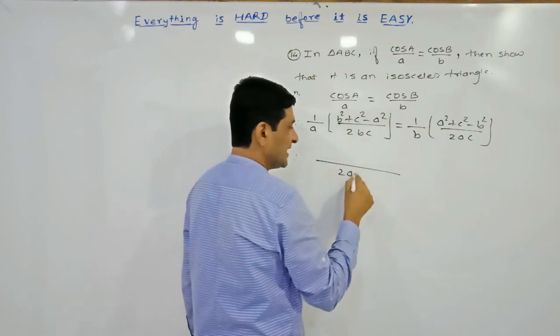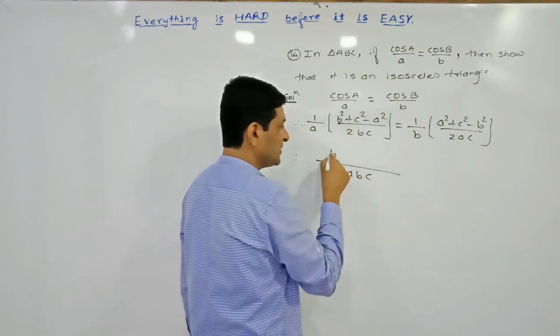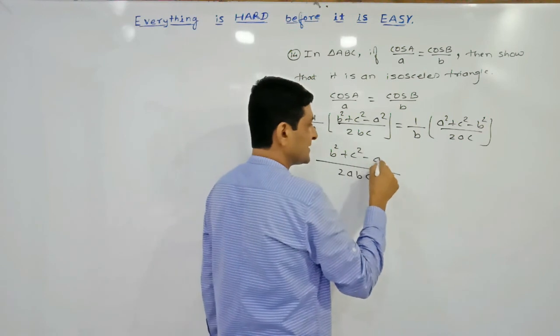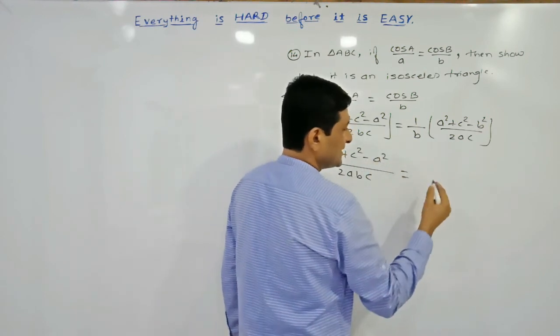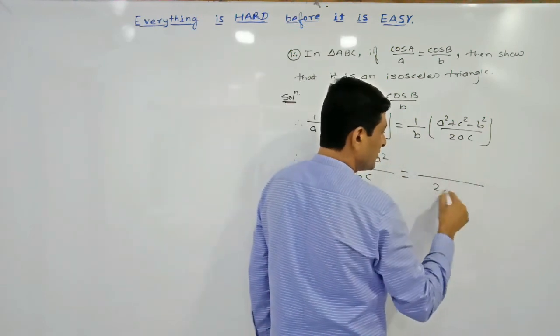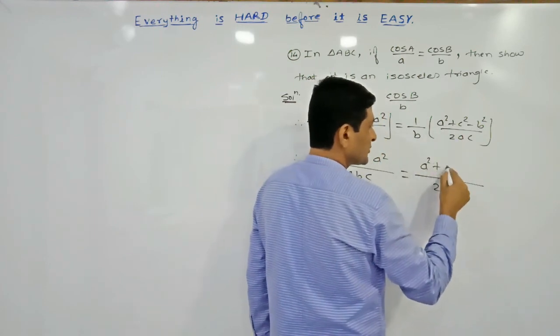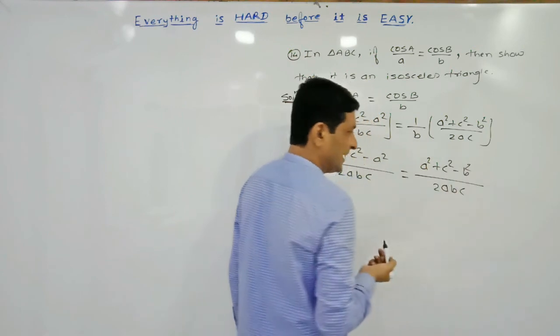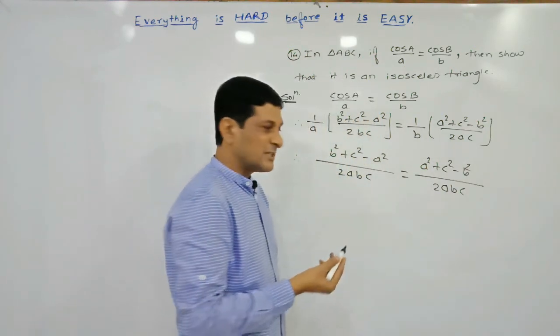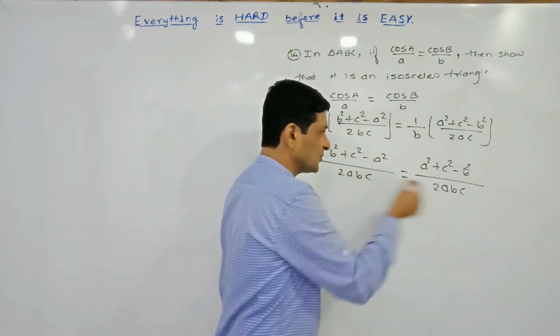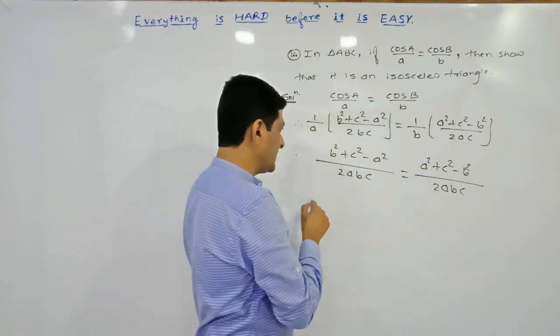2abc, 2abc. In the numerator, b square plus c square minus a square, keep it as it is. On this side also in the denominator write down 2abc, and in the numerator what are we getting? a square plus c square minus b square. Check whether the denominators of both sides are equal. Yes, 2abc and 2abc on both sides will get cancelled.